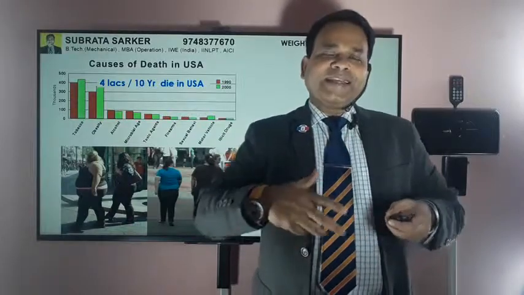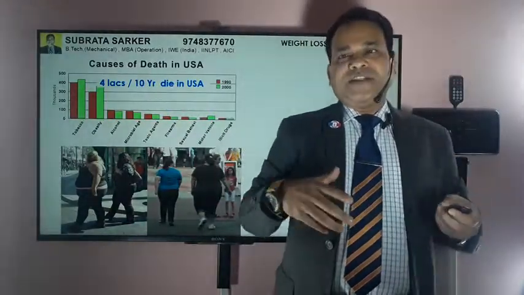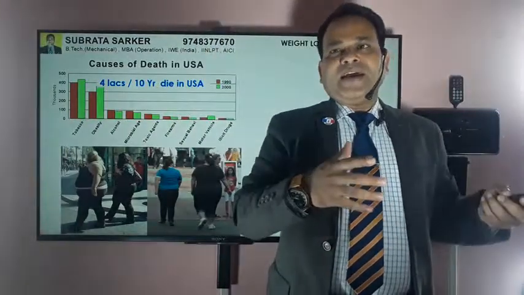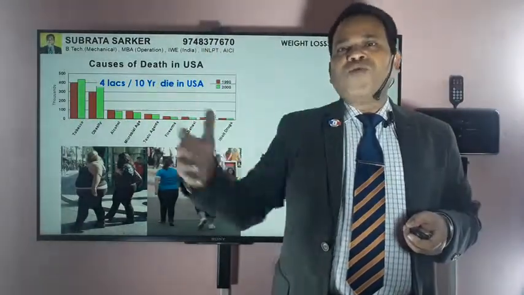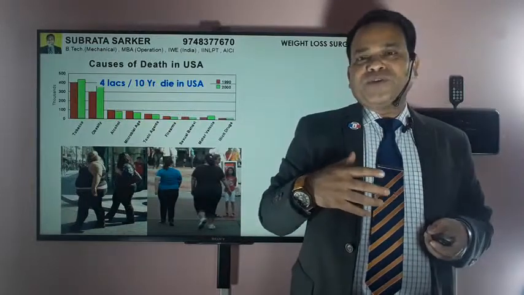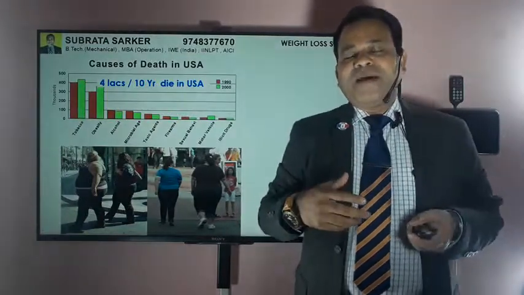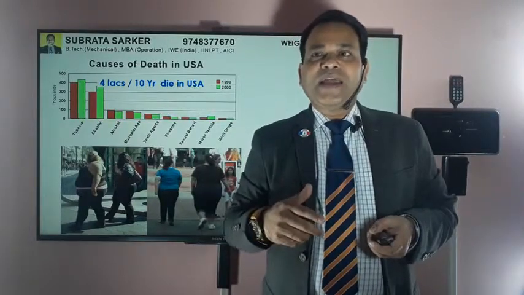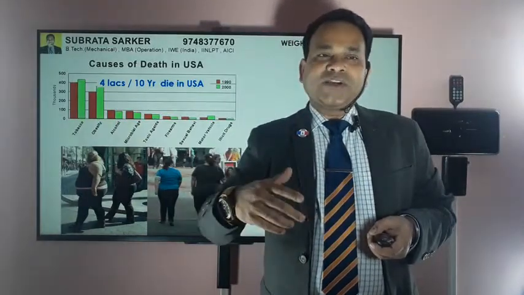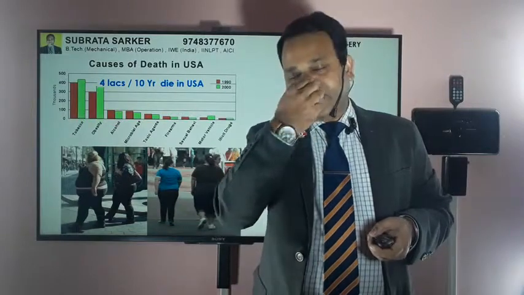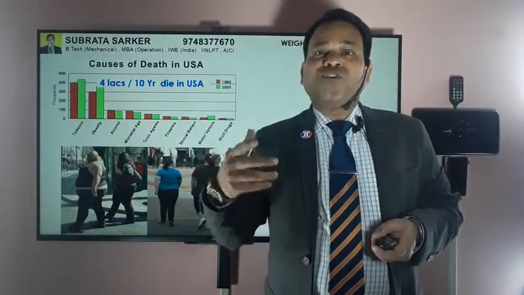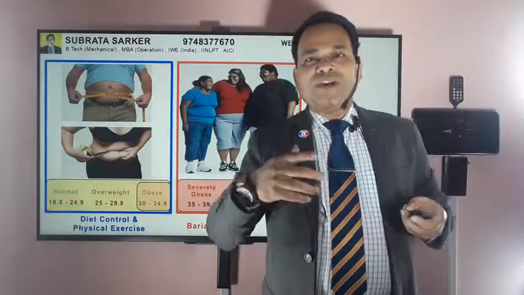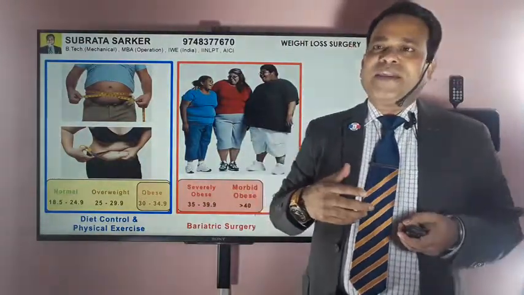If your weight is increasing to the point that your body mass index goes up to 35 and over, then it is very, very difficult to get back to your normal weight by doing physical exercise and dieting. Technically, it is not possible. So people who have a body mass index of more than 35 can go for weight loss surgery, which is technically called bariatric surgery.